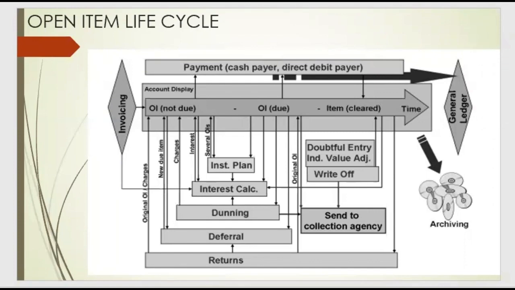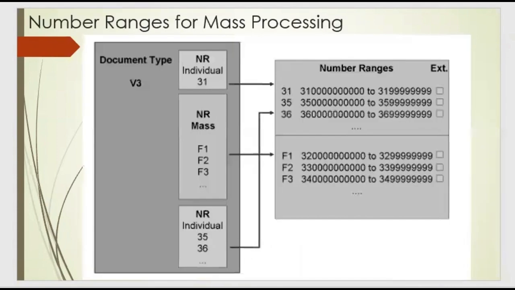We are discussing the documents, and we already understand how to allocate the documents and the number ranges, and how to allocate individual document number ranges. But if there are parallel runs for multiple documents in one go, in that case, we need to allocate multiple number ranges to the mass processing. And that's how the example is given here. The number ranges are divided into F1, F2, F3, and for F1, F2, F3, there are different segments of numbers, and they are allocated for the invoicing document.